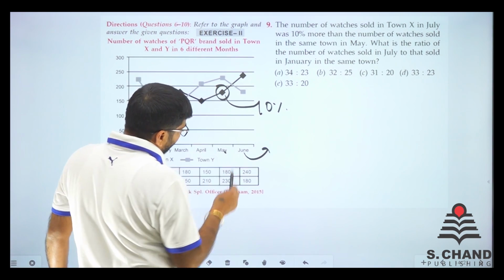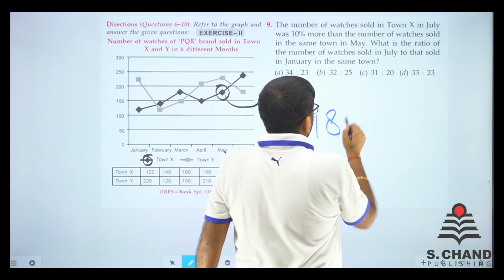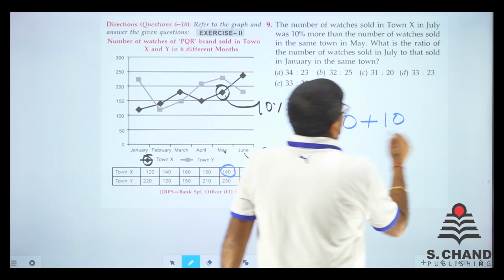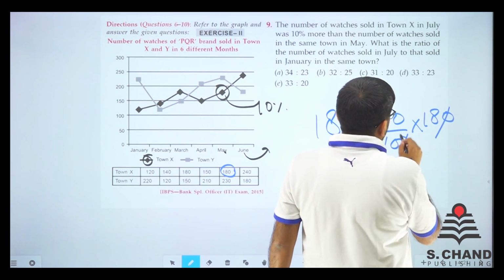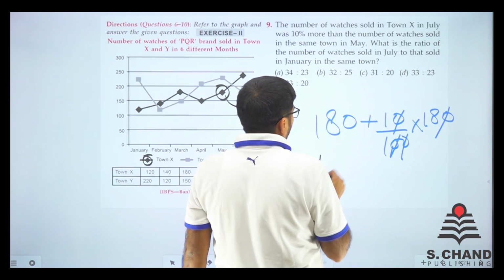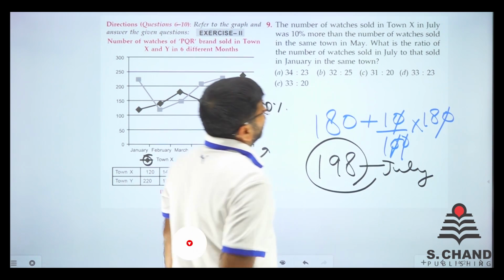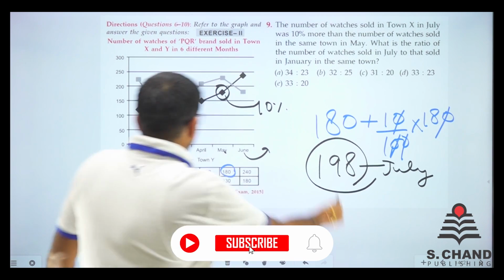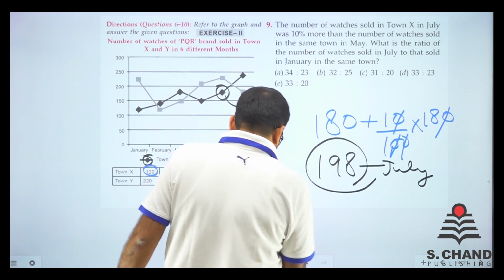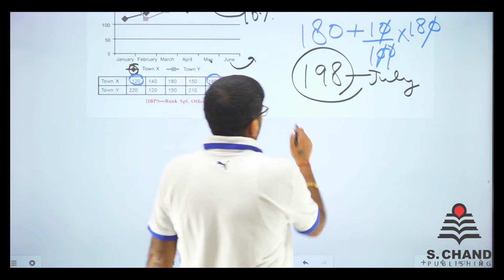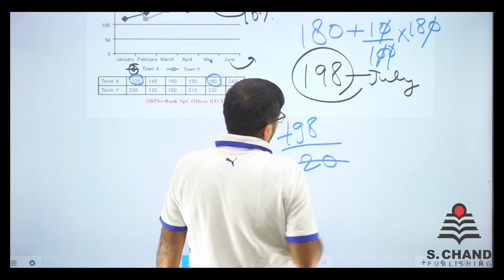Let's do one thing. May का town X का is 180, right? So 180 plus 10% of 180, right? So 0 gone, 18. So we got 198. Now this is July. We want this ratio of July to the January. So July to January, में X sale किया था 120, right? So it is like 198 divided by 120. So let's calculate this.